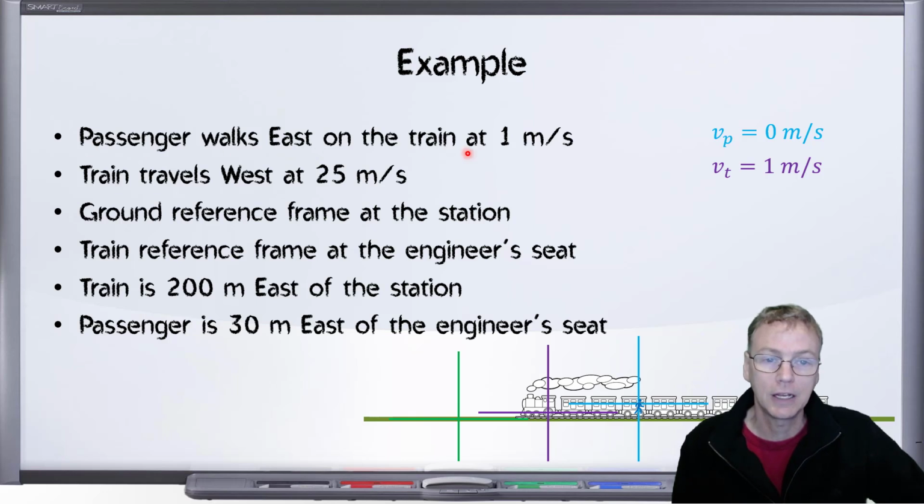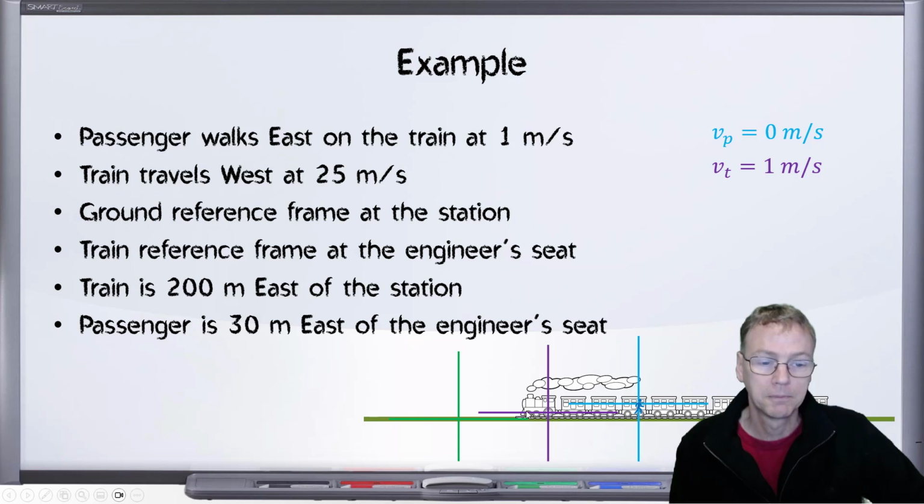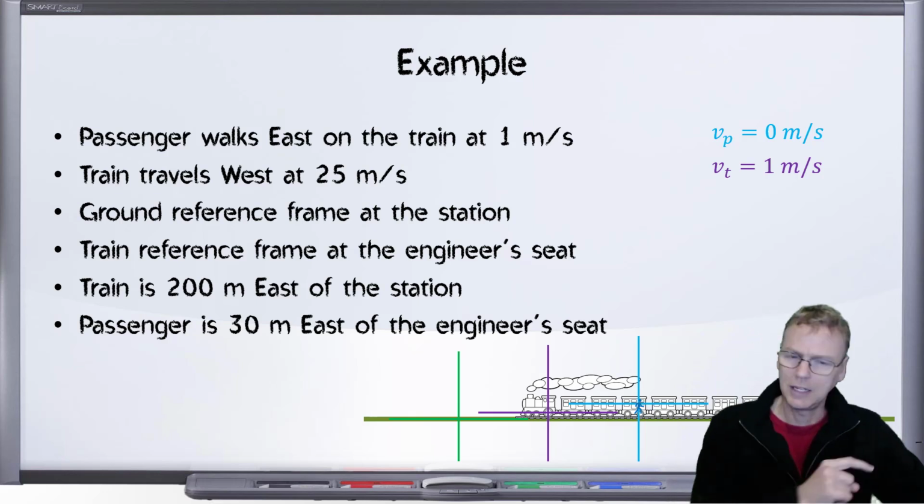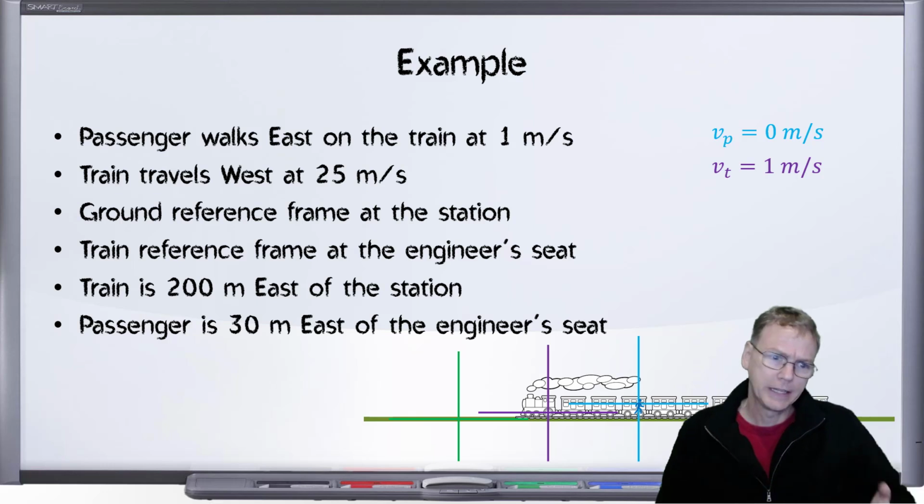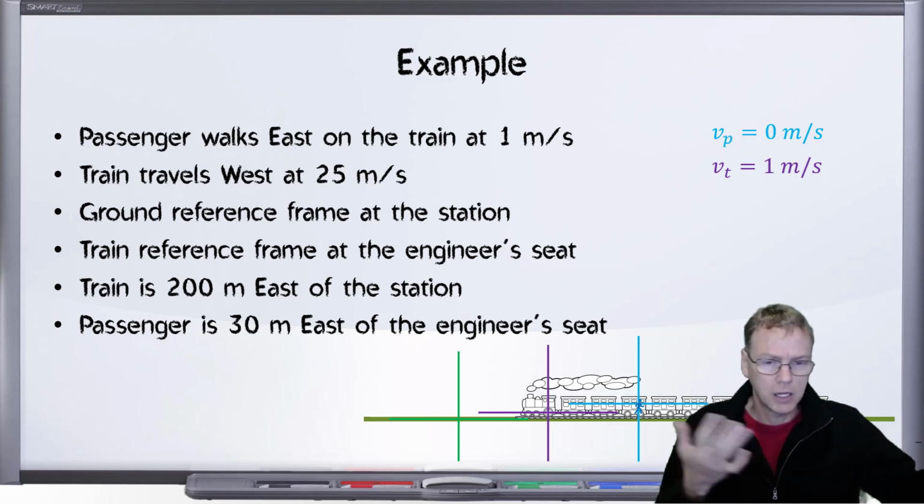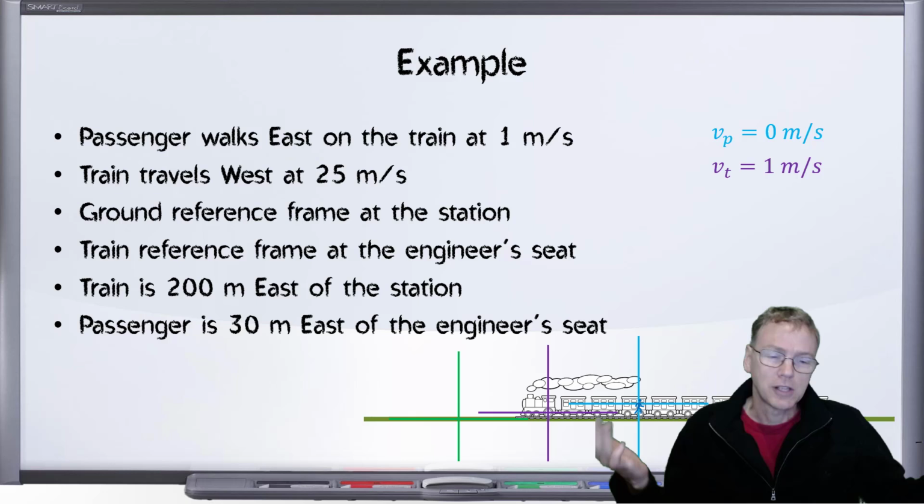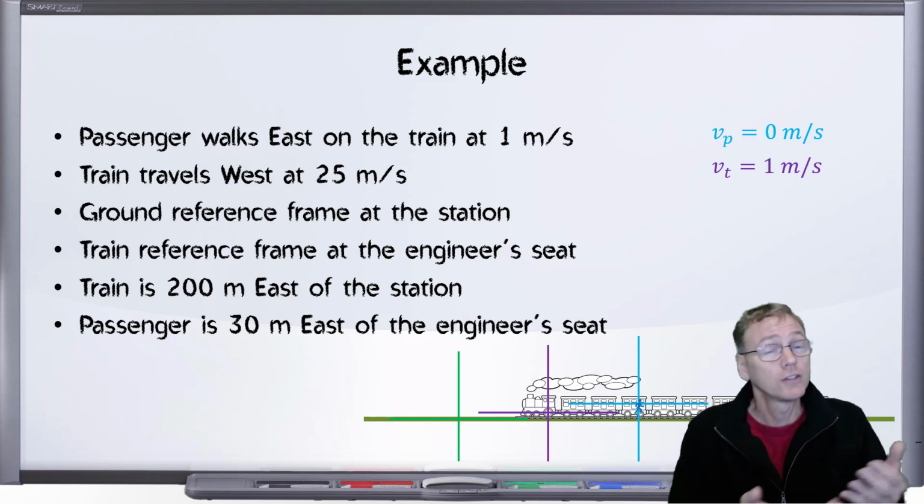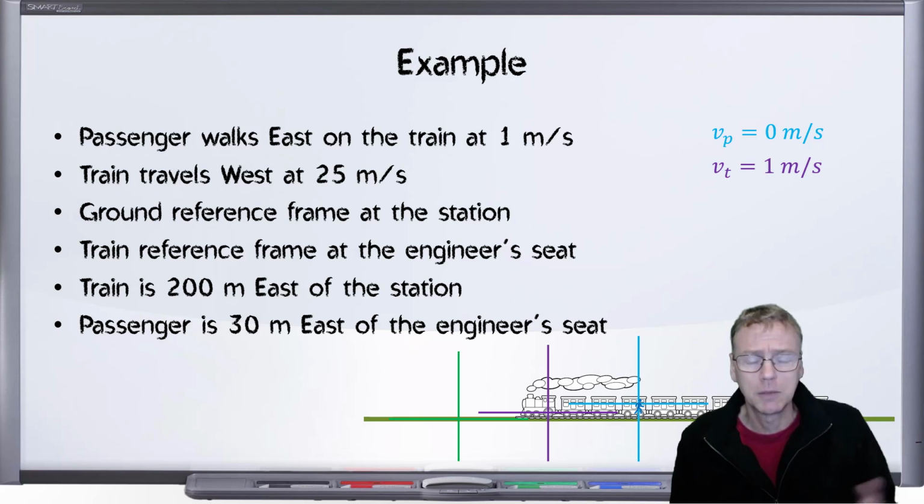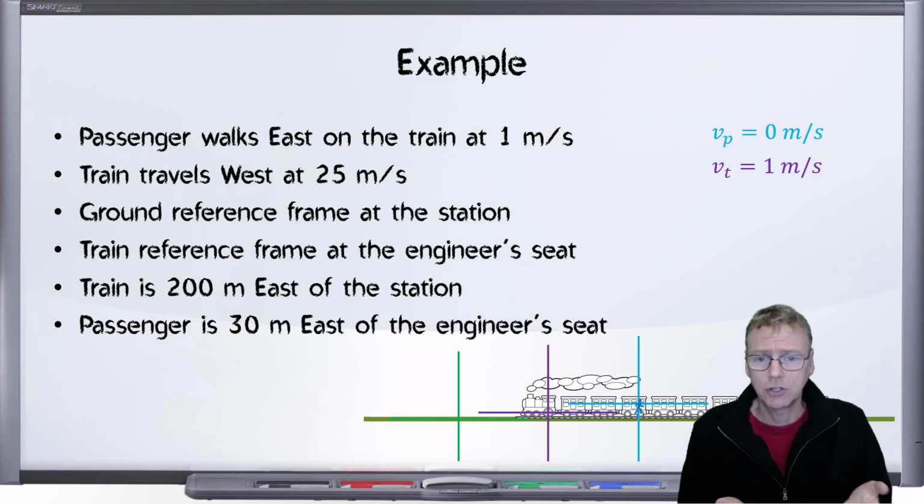That's this line right here, and that is what it means. It means in the reference frame that we have attached to the train, the passenger is moving eastbound at 1 meter per second. Now, does that mean he's literally moving 1 meter per second? Well, all velocities must be relative to something. Relative to the train, yes, he's literally moving at 1 meter per second compared to the train.